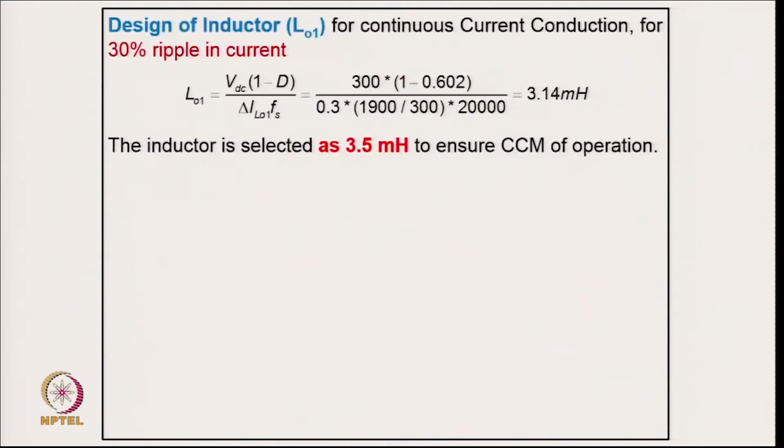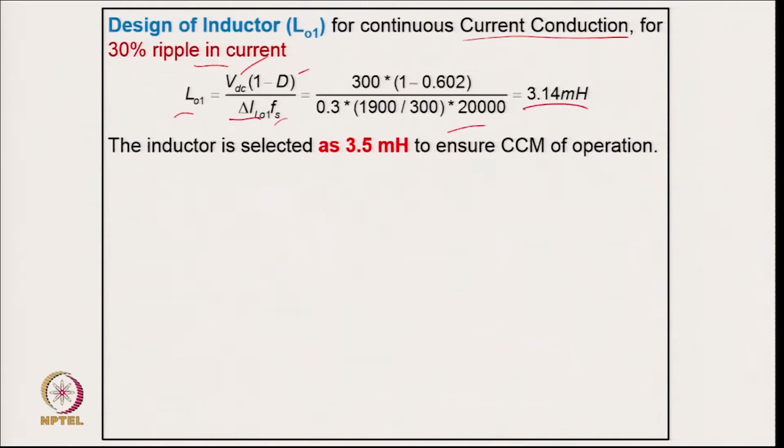And now coming to the output inductor design for continuous conduction mode, with 30% ripple current. I mean that the output inductor is calculated normally during the off period, that is 1 minus D, for continuous conduction. So, that is output voltage into the diode conduction period for which the energy transfer happens, and this is the ripple again in the output inductor and the switching frequency. So, putting the value here also we get 3.14 millihenry.